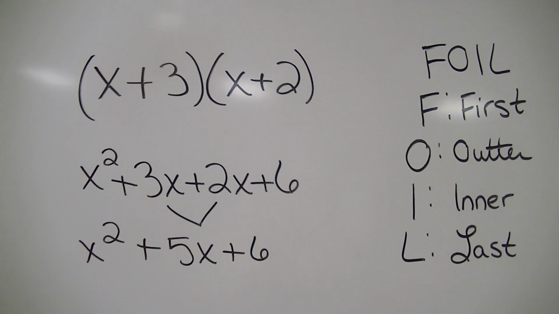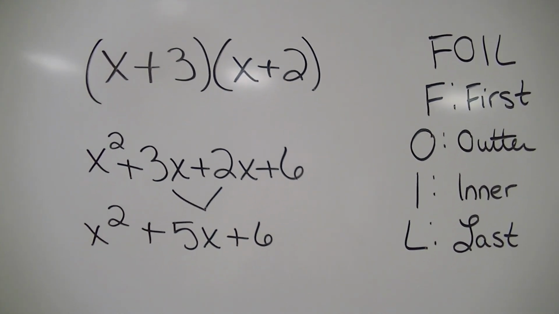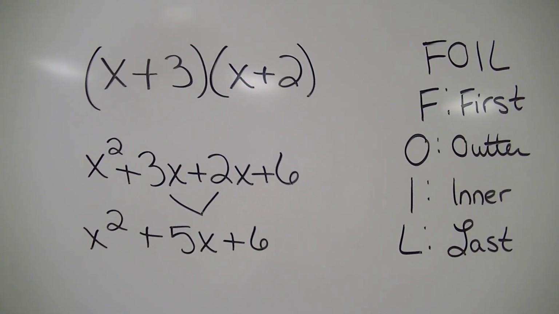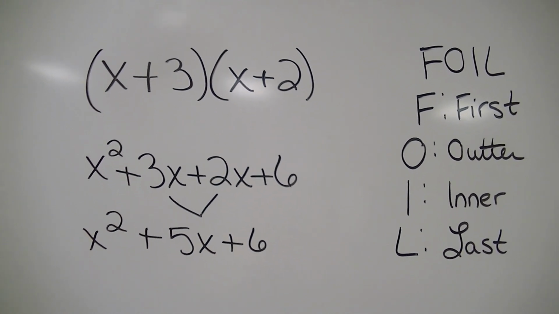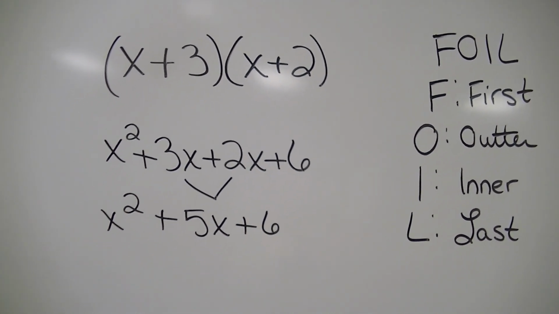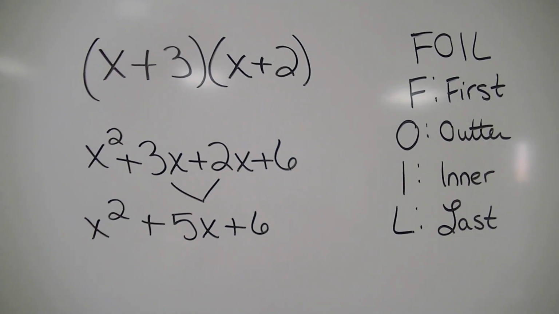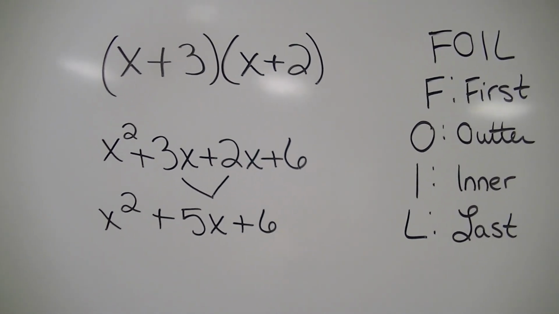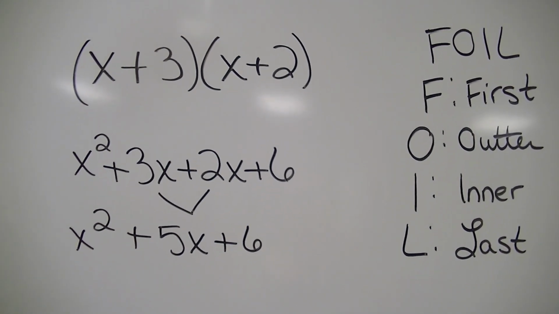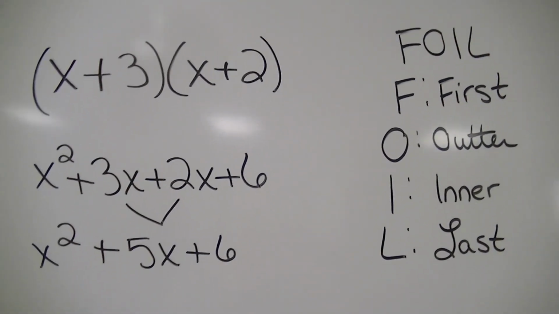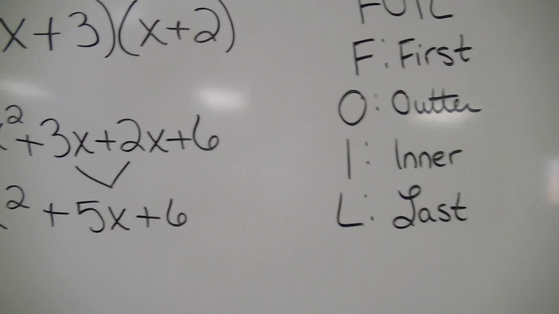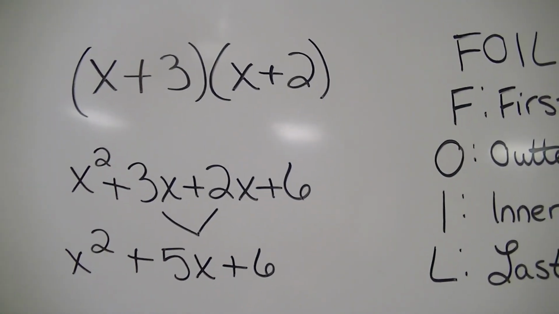Today we're going to talk about the FOIL method. Oh, I know people love to hate this, but it's not as bad as it looks as long as you do those steps. You don't have to go in the order of the FOIL, it's just a way to help you remember. So FOIL stands for first, outer, inner, last. And what that means is we're going to multiply in order.